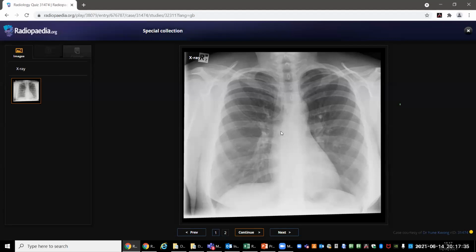So this is your first case. This is frontal projection. Patient presented with shortness of breath. Can you repeat the history? I can't hear you. Shortness of breath, okay. This is a frontal projection chest radiograph of a female patient.